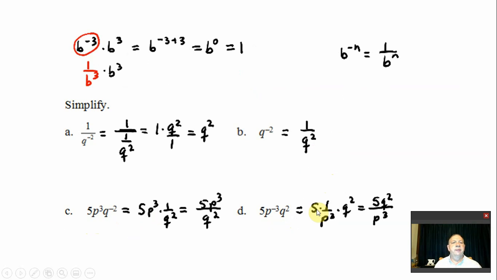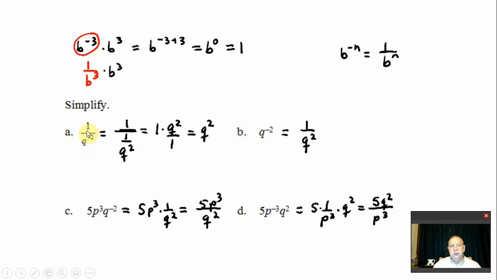Okay. So here I'm multiplying b to the negative 3 times b to the third. If I just add the exponents, negative 3 plus 3, that gives me b to the 0, which is 1. And if I go back and rewrite b to the negative 3 as 1 over b to the third, times b to the third, all of this cancels, and I should have the 1. Okay, so there's our rule: b to the negative n is just 1 over b to the n.